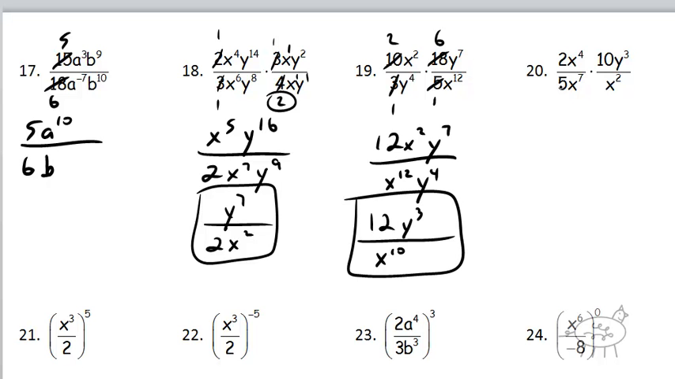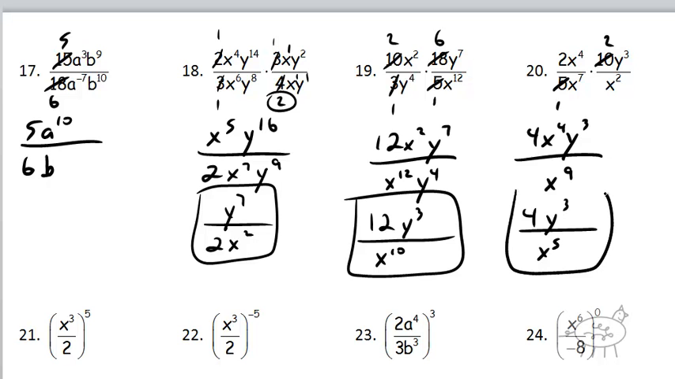Okay, so let's do number 20. That's a 1 and a 2. So 2 times 2 is 4, x to the 4th, y to the 3rd. And the bottom gives me x to the 7th times x to the 2nd is x to the 9th. Okay, now I do battle. Who wins with the x's? The bottom by 5. And the y, there's no battle at all, so it's y cubed, and that's your answer.